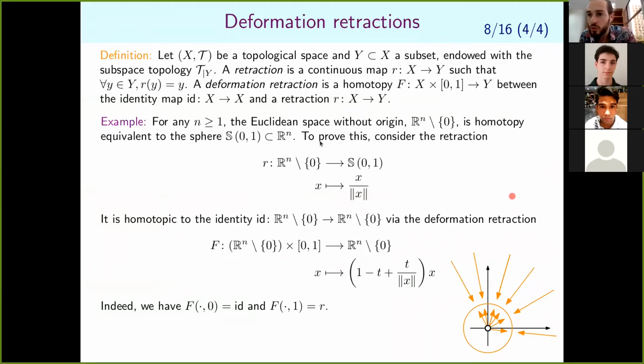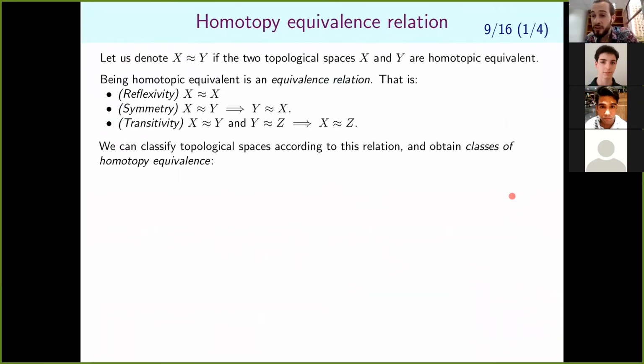All right, so I gave you a few examples of deformation retractions. And now we will do the same thing as yesterday. We will try to understand topological spaces from a homotopy equivalence point of view. So let me write X equal to Y, equal with two waves. I don't know how you call this symbol. I write X equal to Y if they are homotopy equivalent, if you can find a homotopy equivalence between them.